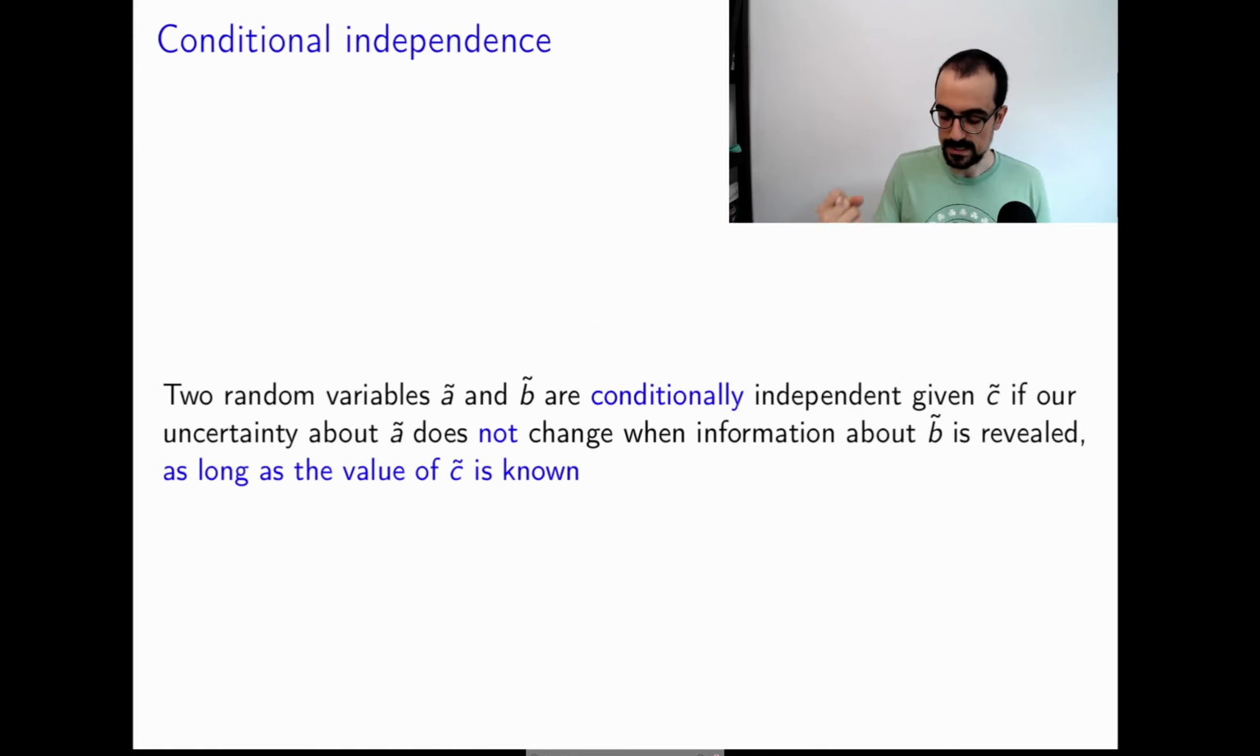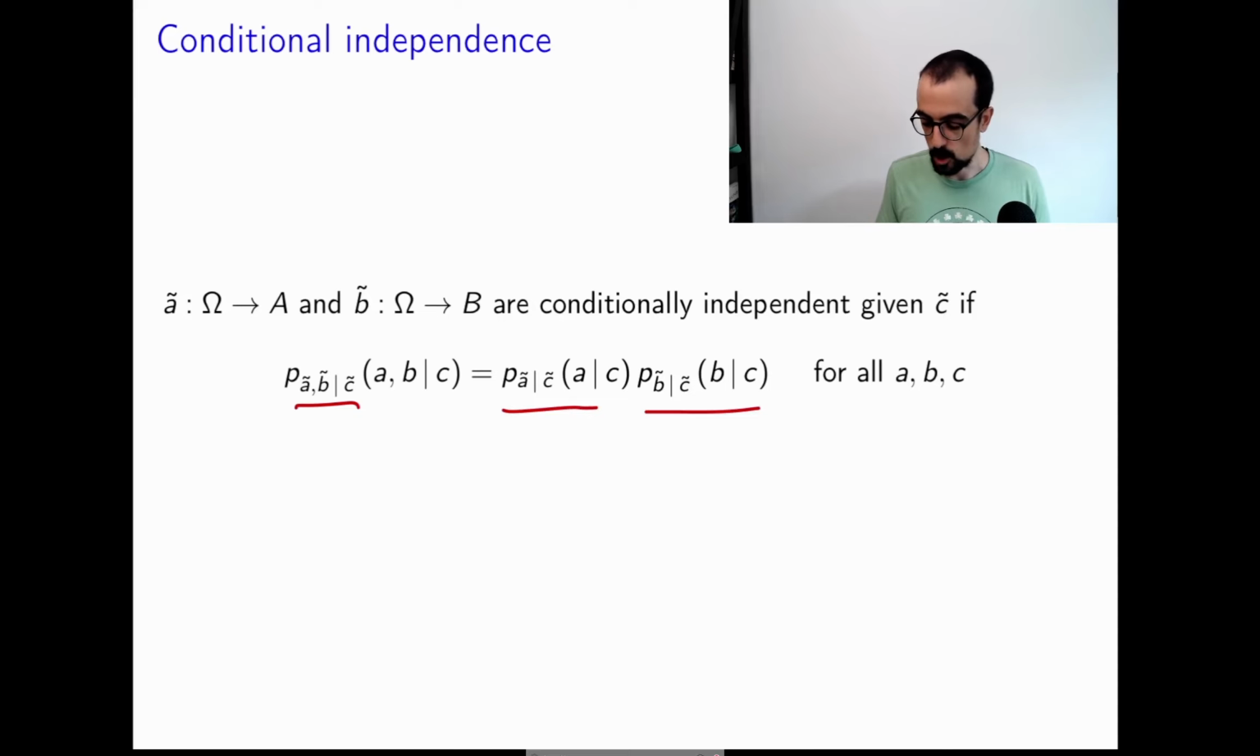So the conditional joint PMF of A and B given C is always going to be equal to the product of the conditional marginal PMFs of A and B for all possible values.